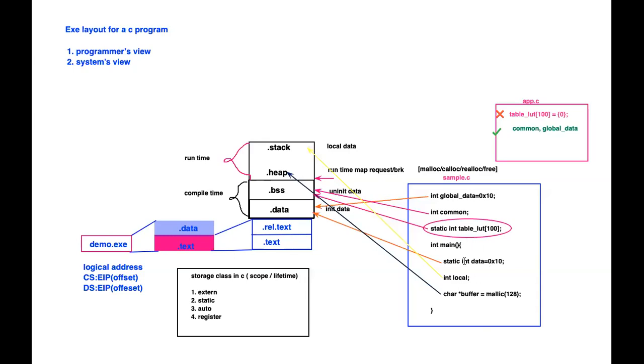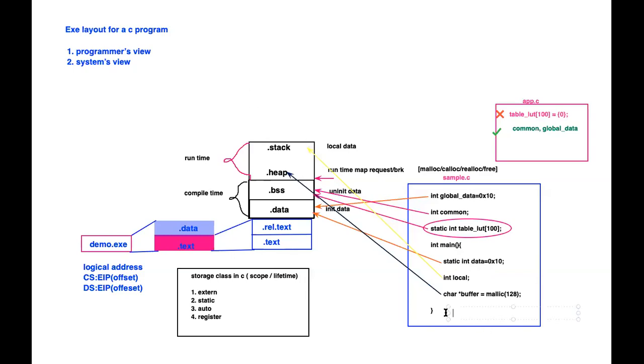Same thing goes with this variable. How about this static int data here, which is inside main? Now the scope of this variable is within main only. It means from the accessibility perspective, not the lifetime. Nobody can use this data outside this function or outside this file.